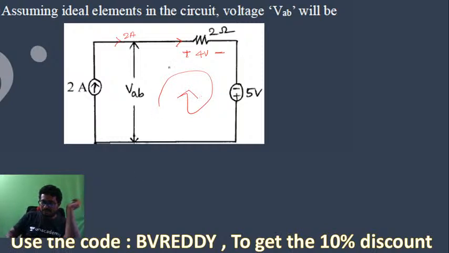If you apply KVL in this loop, what will you get? This is plus 4 minus 5, minus VAB, which is equal to 0. The voltage at any point is always with respect to the ground. So this is the ground. So from this finally we got VAB. How much is VAB now? Minus 1.